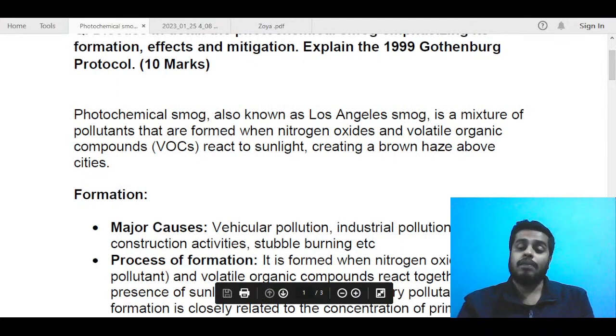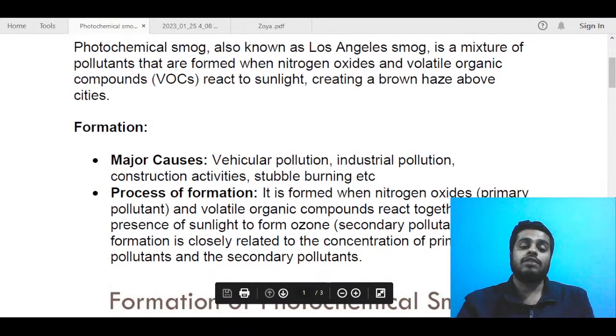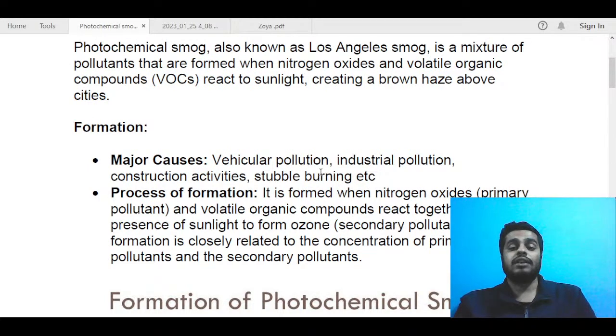So first, let us talk about how it is caused. The major causes of this pollution, as you can guess correctly, I think, is vehicular pollution. The vehicles release a lot of nitric oxides, NOx, and volatile organic compounds, VOCs, and that is a major cause of this photochemical smog. Also, from industrial pollution, the fumes released contain a lot of nitrogen oxides as well as VOCs. Then construction activities, stubble burning, all of the pollution causing events that are pretty common knowledge are the major causes of the formation of this photochemical smog.